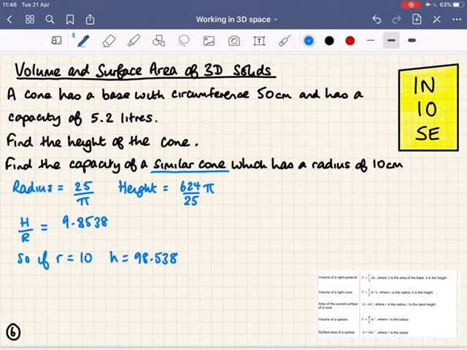If my radius is 10, my height will continue to be 9.8538 times bigger than the radius, so it must be 98.538. And then I can just go back to my formula for volume. Volume is 1/3 pi r squared h. And putting the numbers in here, that would be equal to 1/3 pi, times 10 squared, and then times 98.538, which is my height.